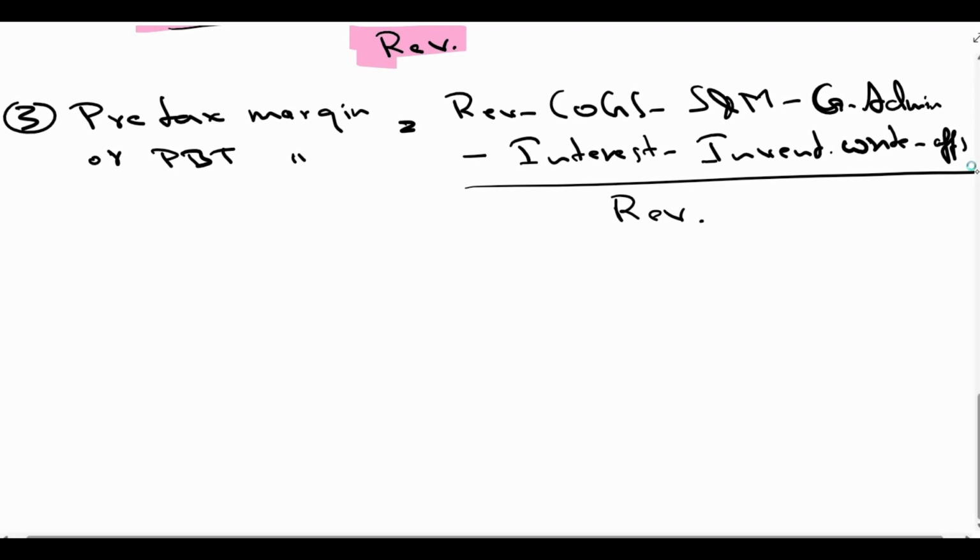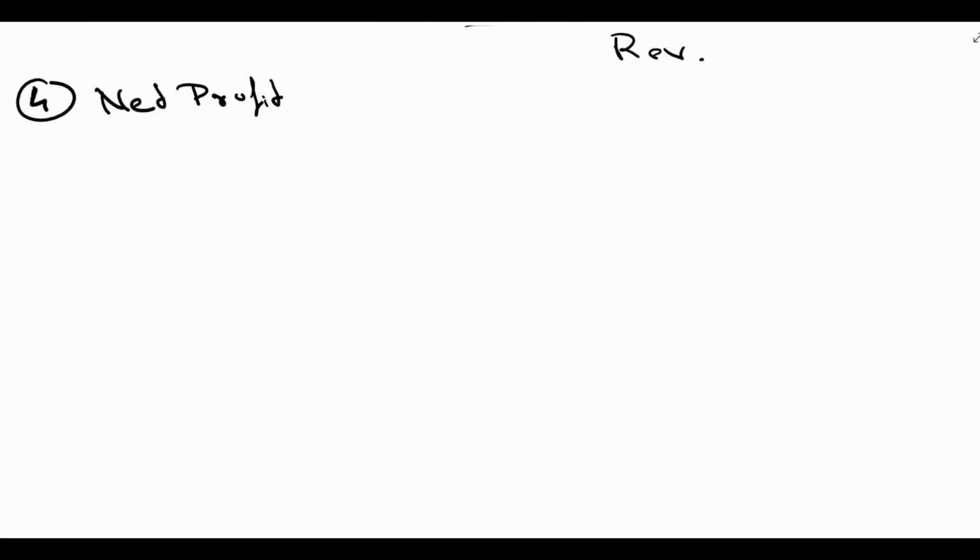It is inclusive of all the other expenses, everything except tax. This tells how overall you're able to manage your expenses, your costs, and everything. Now the fourth one, the most popular one, is net profit margin.